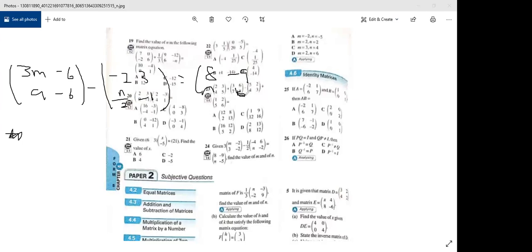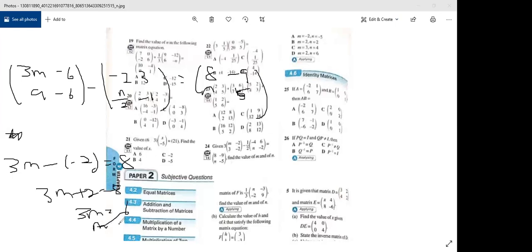Okay, so we just solve. We use 3m minus -2 equals 8. So 3m plus 2 equals 8. So 3m will be 6, and m equals 2. So m is 2 already. So we only have B and D. So we now solve n.